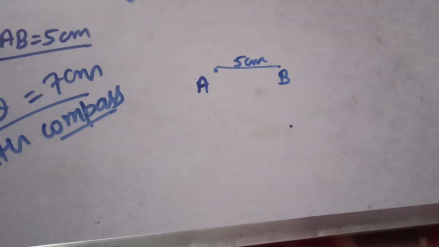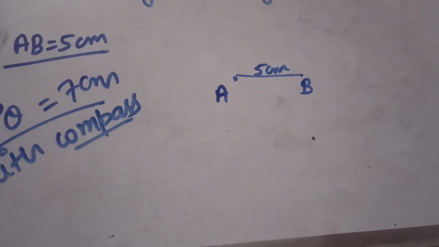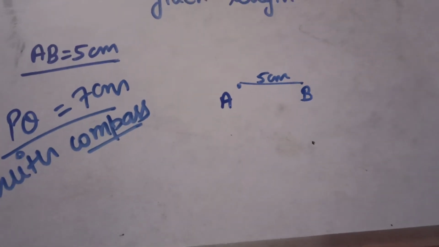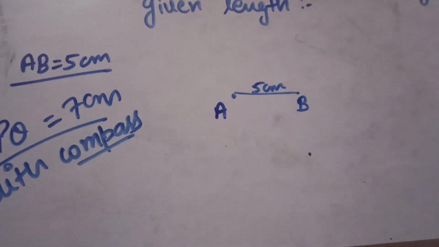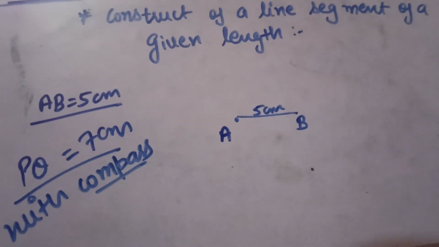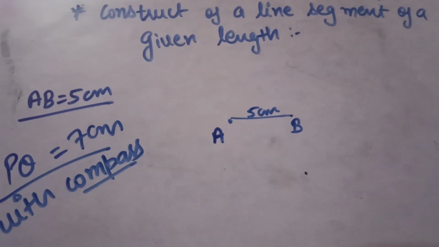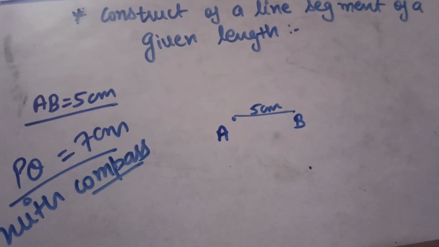After this, how to write the construction of a given line segment of unknown length. Construction means the steps you have taken to draw the line, which steps you would take for that, right, to find the line segment.